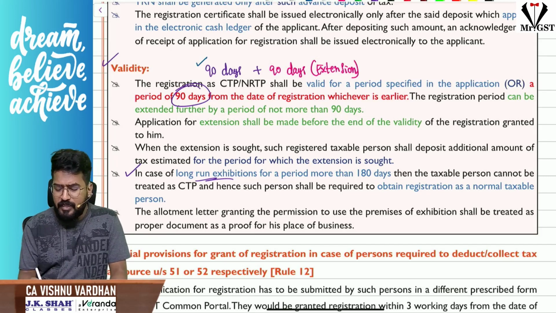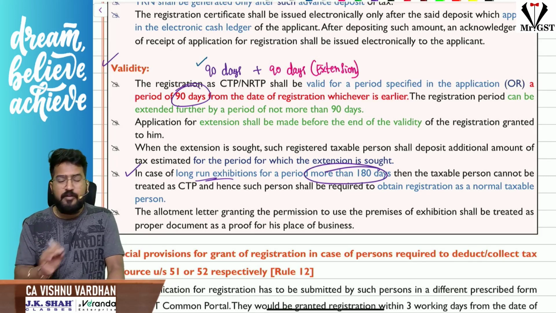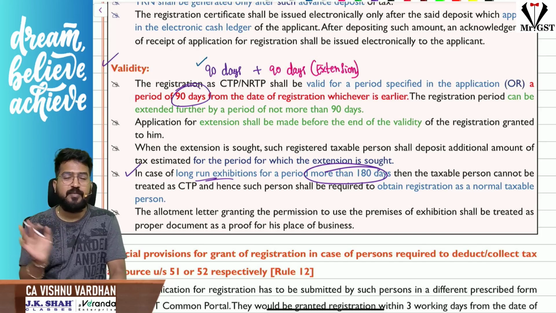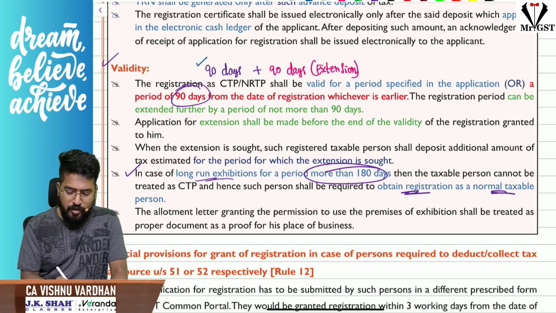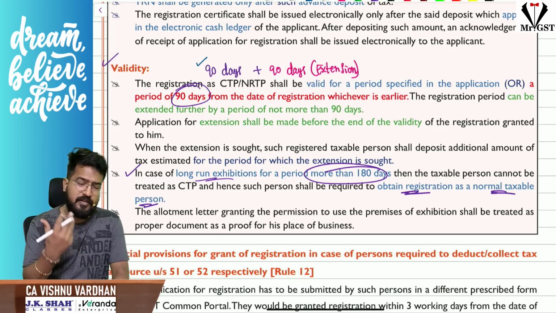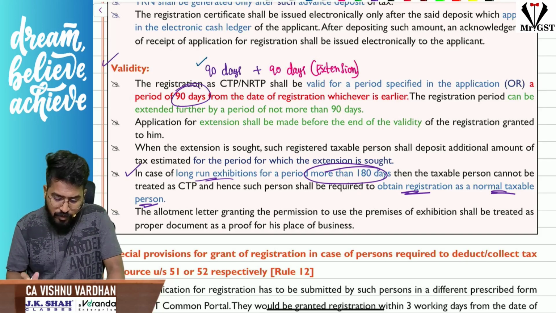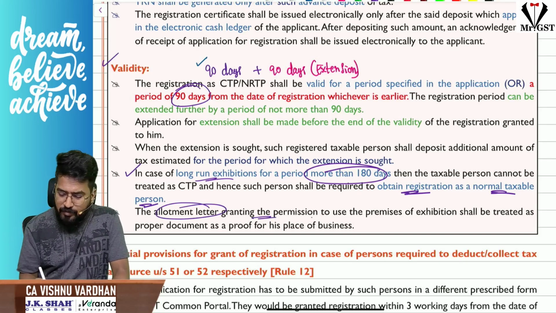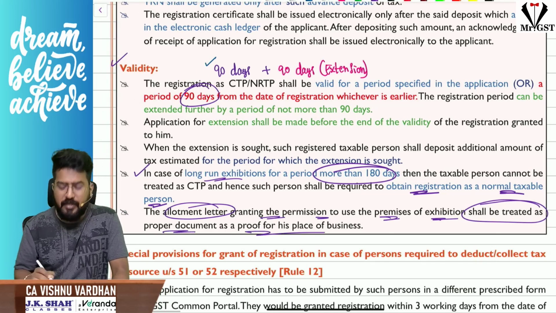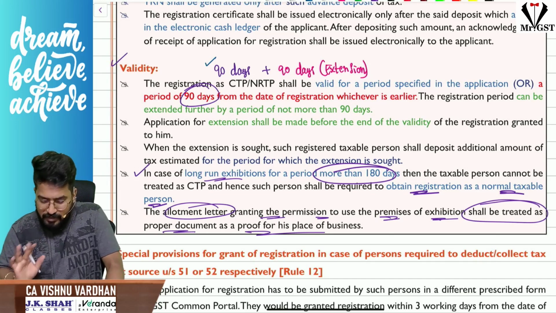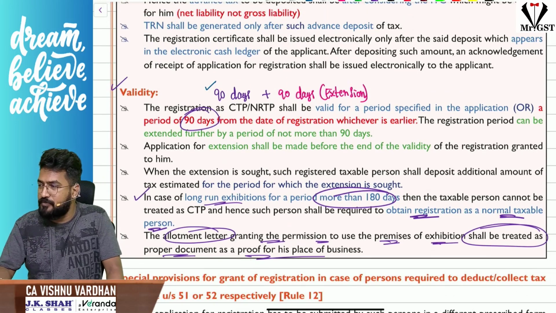And there is one more clarification here, sir. In case of a long-run exhibition for a period of more than 180 days, what should I do? You don't do anything. Take registration as a normal taxpayer. Don't call yourself a casual taxable person. Obtain registration as a normal taxable person. Once the exhibition is all over, cancel your registration and go back to your place. And the allotment letter granting permission to use the premises of the exhibition will itself be treated as a proper document for granting you the registration certificate, treating it as a place of business. That is with respect to CTPs and NRTPs.